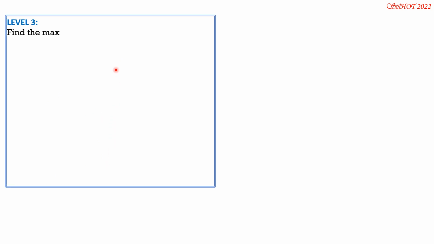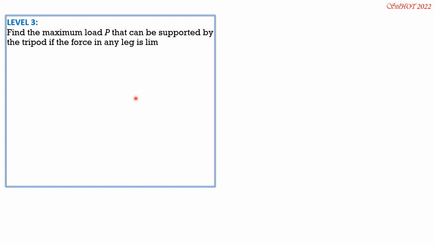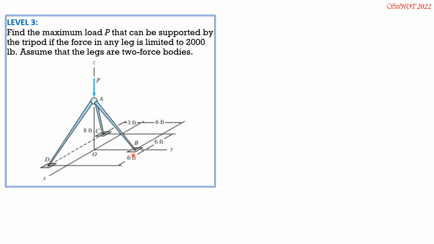So this problem, level 3, should have been assigned to higher level, but with my explanation, I hope that you can still follow, even if this should be a higher level problem. Find the maximum load P that can be supported by the tripod if the force in any leg is limited to 2,000 pounds. Assume that the legs are two force bodies. So meaning to say, two force bodies means just like a member of a truss.